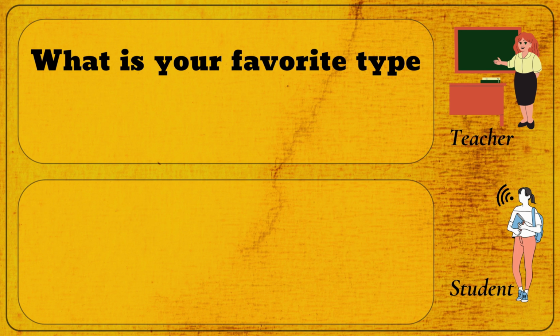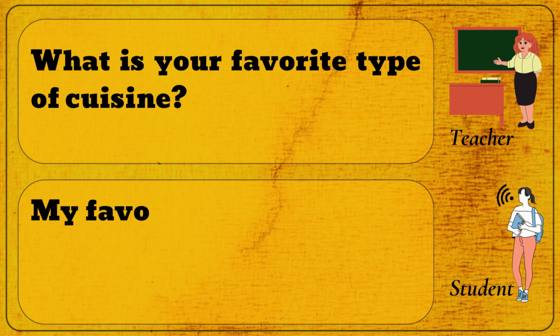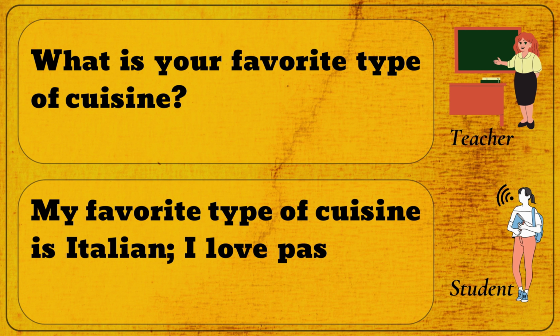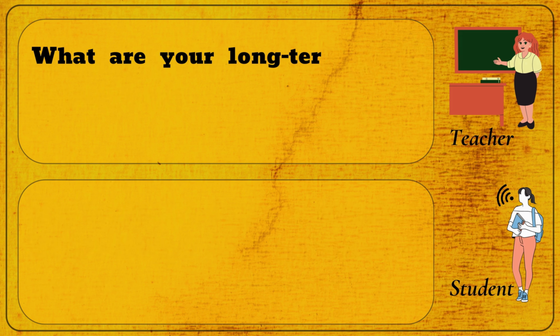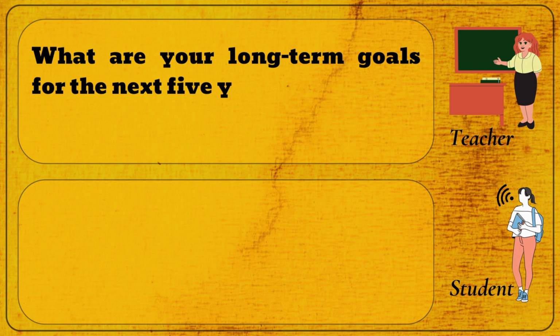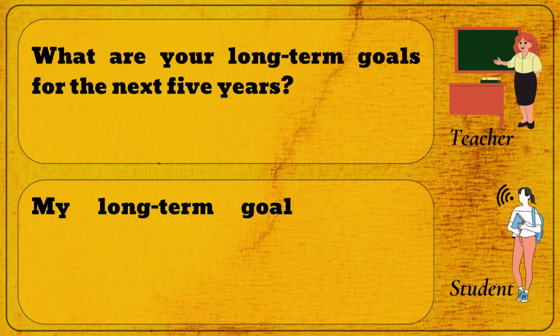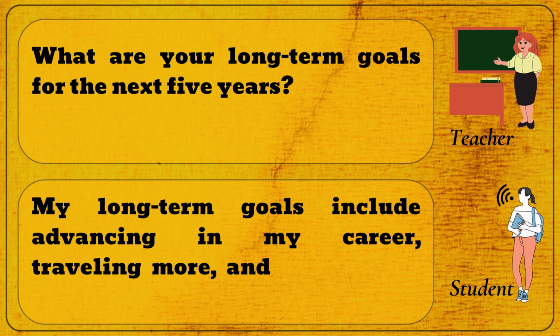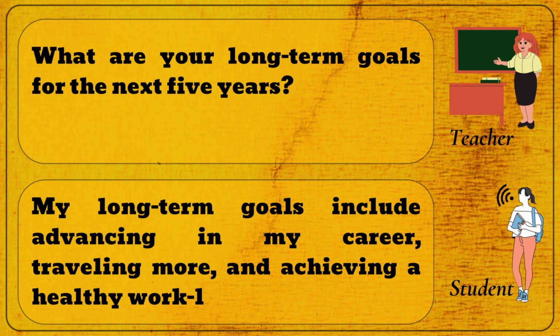What is your favorite type of cuisine? My favorite type of cuisine is Italian. I love pasta and pizza. What are your long-term goals for the next 5 years? My long-term goals include advancing in my career, traveling more, and achieving a healthy work-life balance.